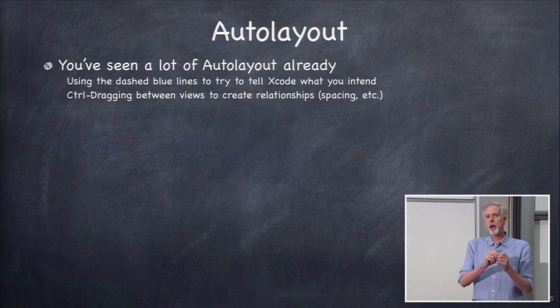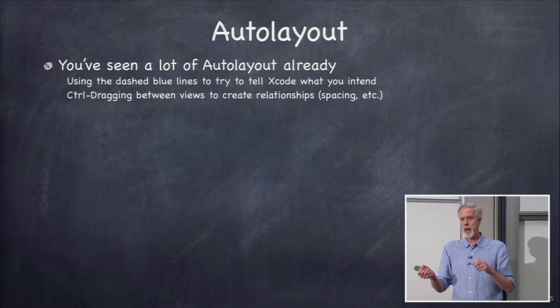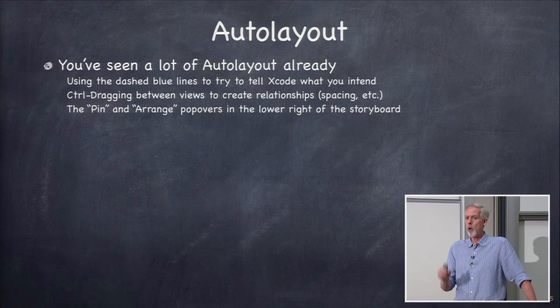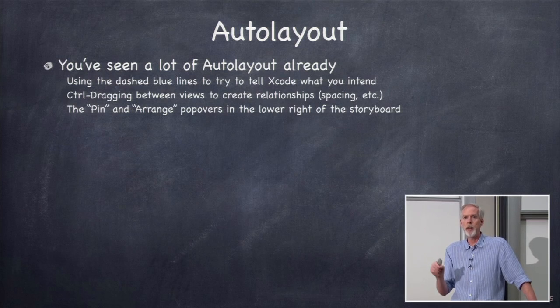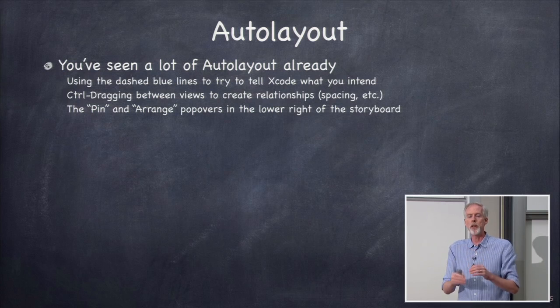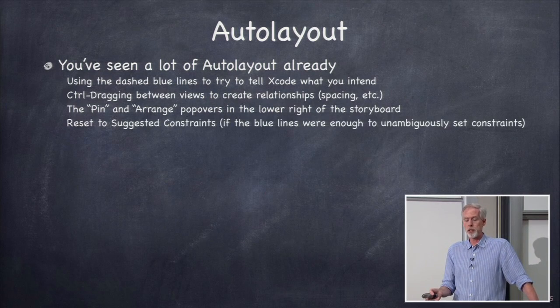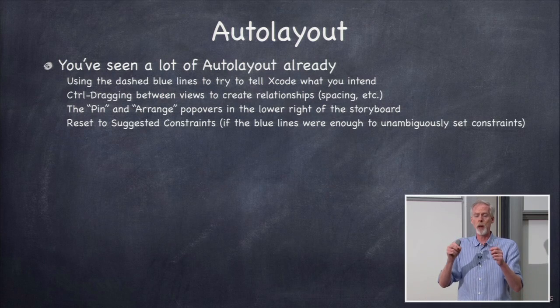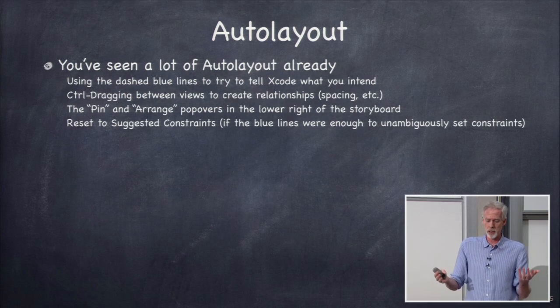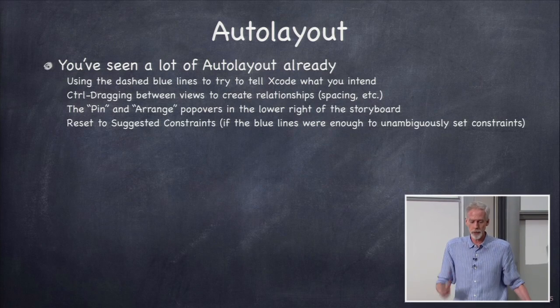Okay? Then you know about control dragging between views to create relationships, right? Like spacing and hook this to the left edge and stuff like that. You know about those in the lower right corner, the pin and arrange popovers down there that let you do things like set all the things to equal widths or create spacing between all of them or line up their left edges, okay? You know about using reset to suggested constraints. If you use the blue lines, sometimes you'll do reset to suggested constraints and it will actually figure out what you want. I'd say only 50% of the time, but it's worth a try sometimes.